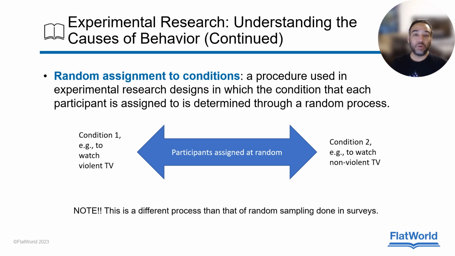All right, let's go ahead and talk about random assignment to conditions. This is, again, experimental research, understanding the causes of behavior. So random assignment to condition in experimental research is a way that researchers use to make sure that each participant in an experiment has an equal chance of being placed in any of the different groups or any of the different conditions of the study.